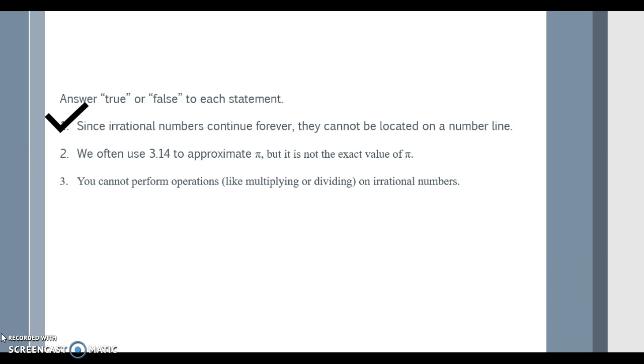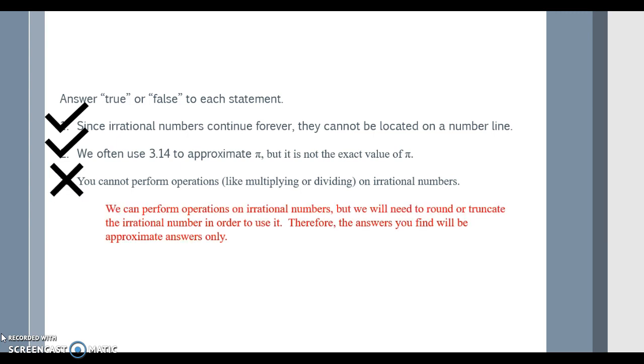The first one is true, but I'd also say it's false as well. Since irrationals do continue forever, they cannot be located on a number line. We can locate them on the number line as an approximate value. So we cannot put the exact value, but we can approximate them on the number line. We do use 3.14 to approximate pi, but we know it's not the exact value. And we certainly can perform operations on irrational numbers, but we'll need to round or truncate the irrational number in order to use it. Therefore, the answers you find will be approximate answers only.